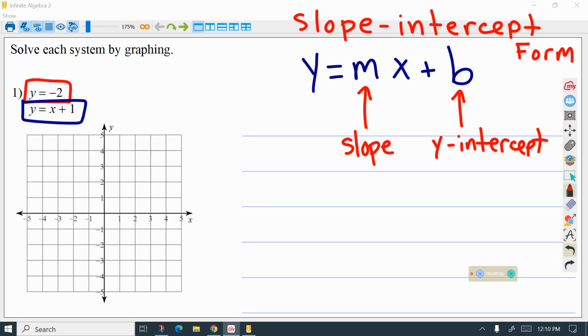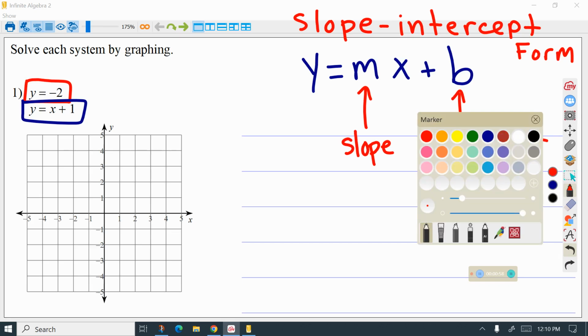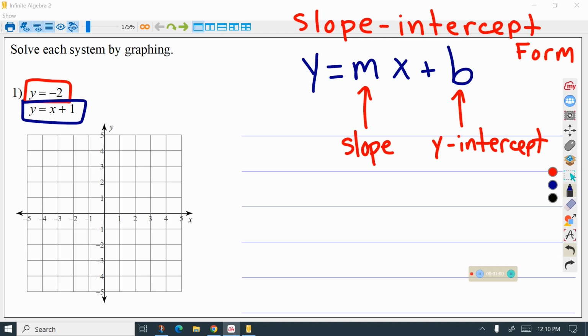The first thing that we could do, if I wanted to graph the red line right over here, is see that it says y equals -2. Since y equals -2, we should understand from our last couple of units that this is a horizontal line, okay? Every point on this line has y equal to -2, and that's why we call it the line y equals -2.